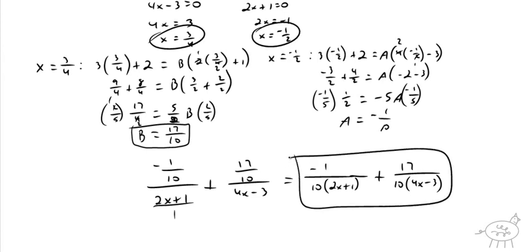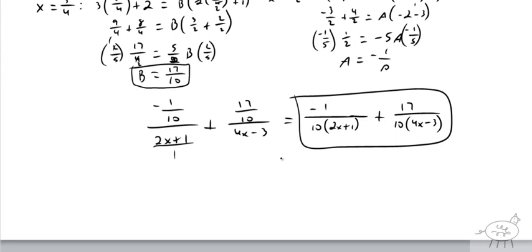Okay? Not bad. Now, before I end the video, actually I want to check it. All right? So if I actually multiply everything out, let me clear this. Or actually, let's go to the next page here. All right, so let me just rewrite what our answer was here. We have -1 over 10 times 2x plus 1 and plus 17 over 10 times 4x minus 3.